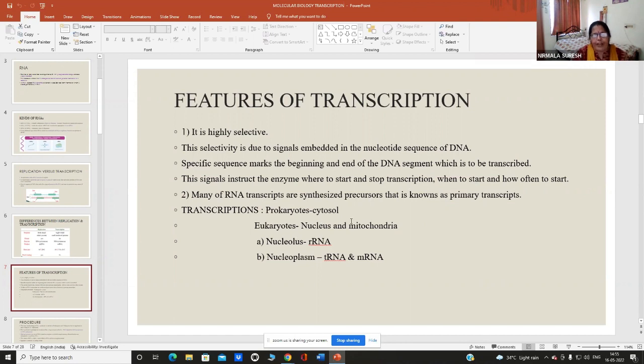Transcription taking place in prokaryotes is in the cytosol. There is no cytoplasm and nucleus there. Everything is called cytosol. Whereas in eukaryotes, it takes place in the nucleus and mitochondria. Chloroplast also it takes place. It's not mentioned here, so I can enable writing. I can write here chloroplast also. In the nucleolus, rRNA is synthesized. In the nucleoplasm, tRNA and mRNA are transcribed. It's only transcription.